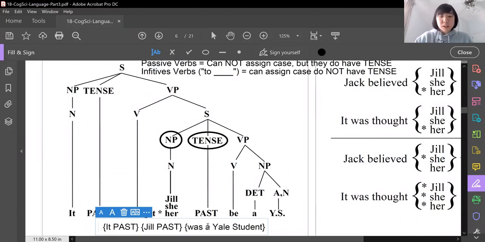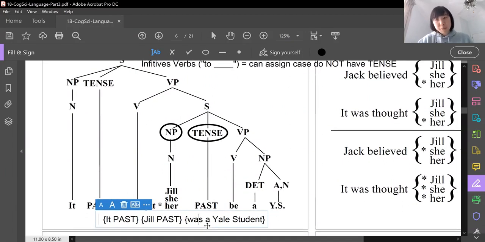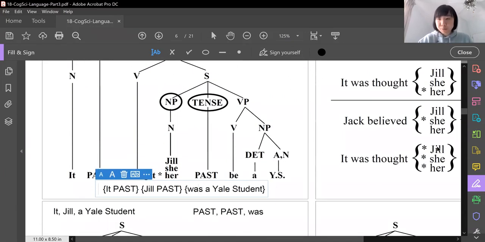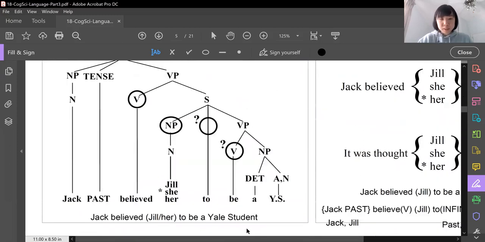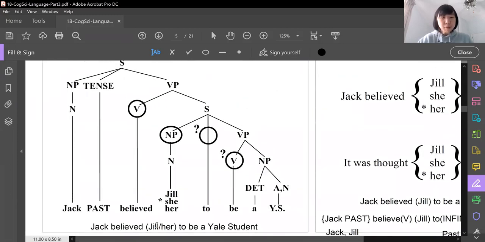Let's move on to a couple special cases. I covered one of them now with the passives, but what about infinitive verbs that I keep bringing up? Let's take a look. So now we have this sentence, Jack believed Jill. I assume that they'll give you a word. Jack believed Jill to be a Yale student.